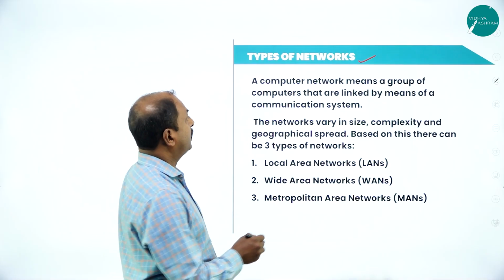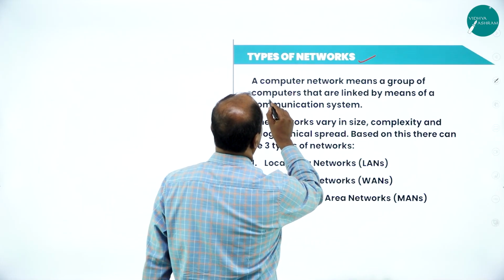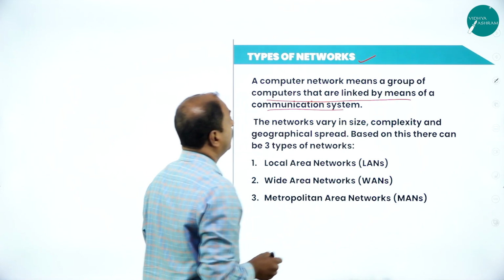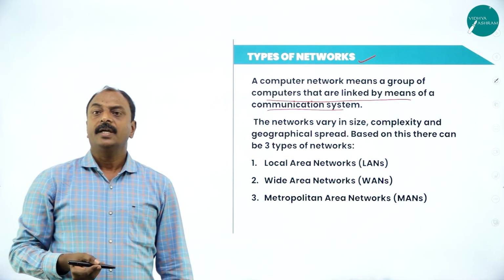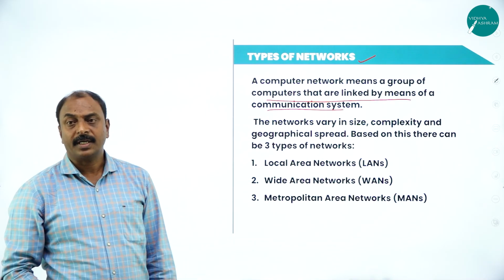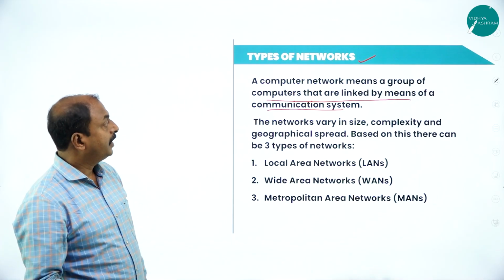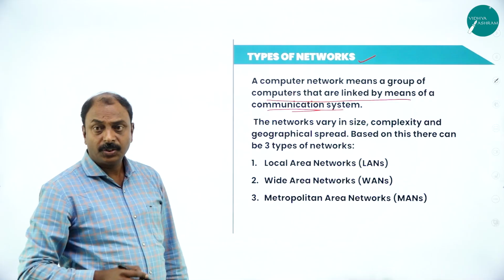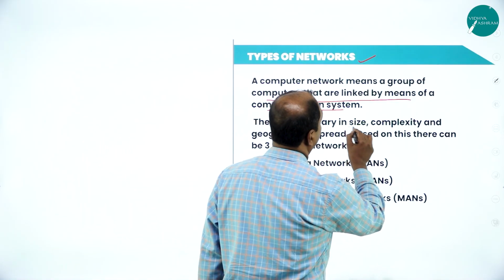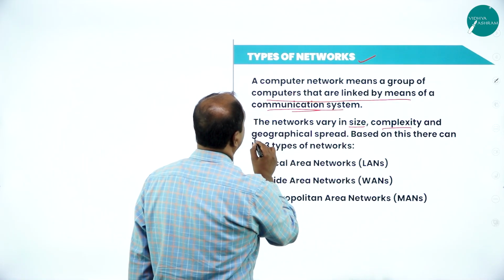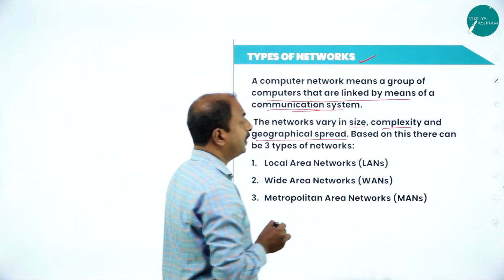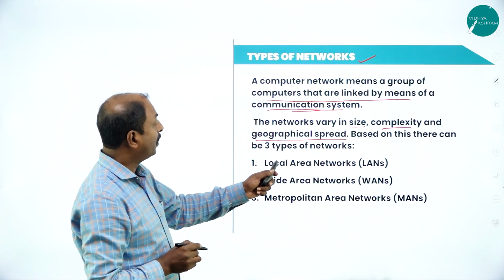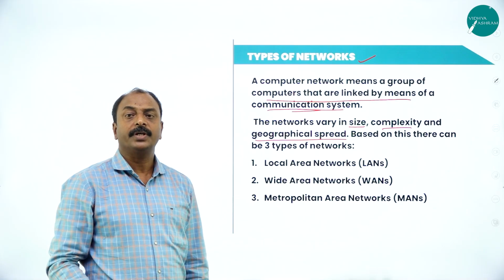So here the network means a group of computers that are linked by means of a communication system. A network is nothing but a group of computers, connecting two or more computers by means of a communication system. Based on the size, complexity and geographical spread, that is, geographical location or distance, we can have the following three types of computer network.